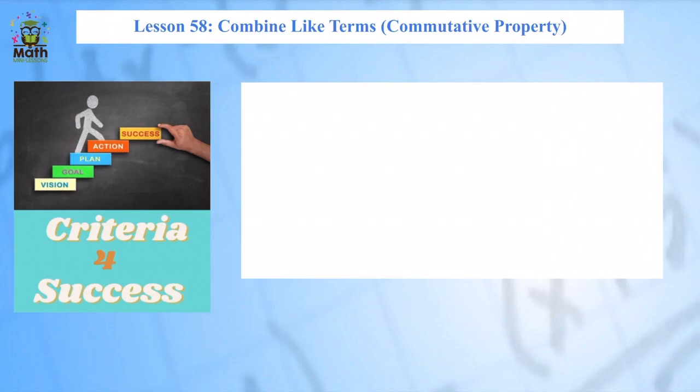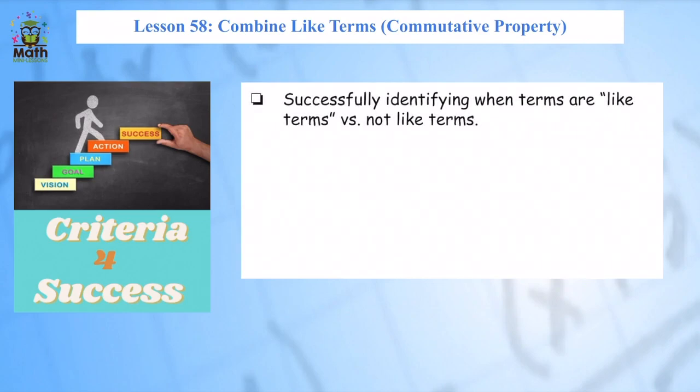Welcome to lesson 58, where we're going to continue practicing combining like terms and using the commutative property. So here are the things you're going to watch me model that you'll practice doing before your exit ticket. 1, successfully identifying when terms are like or not like. So this is just like in the last lesson.